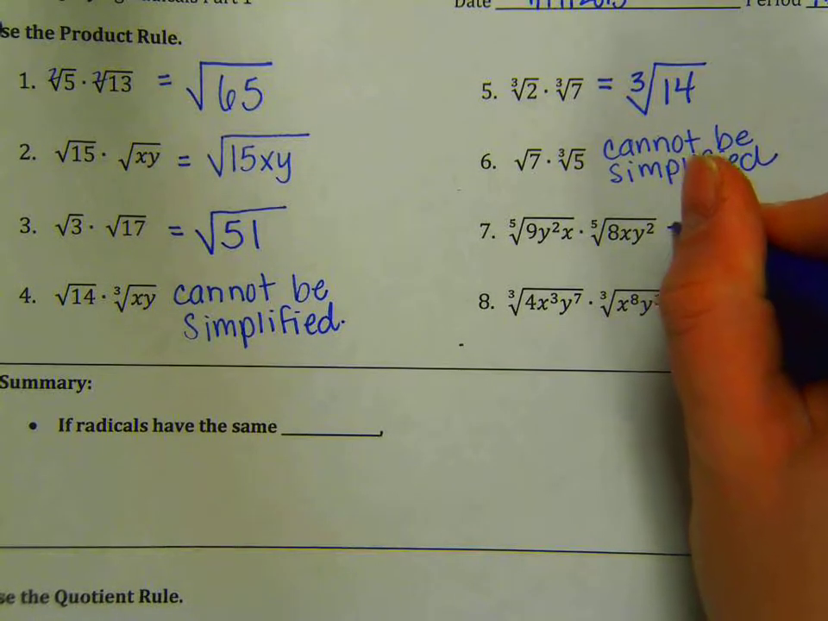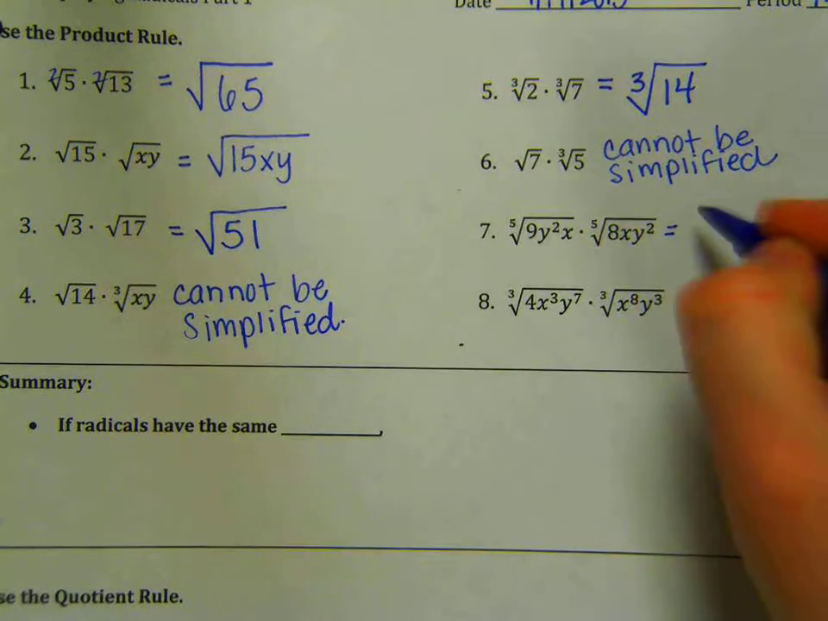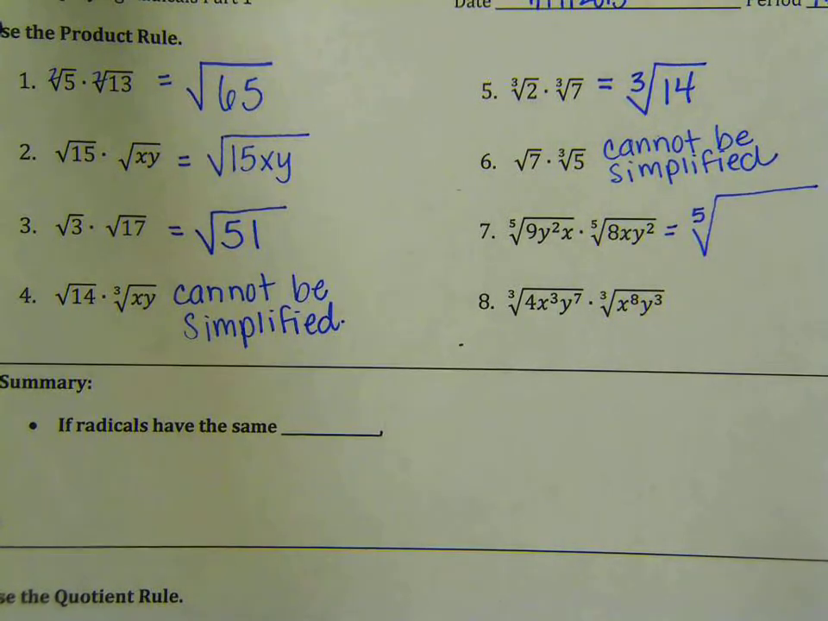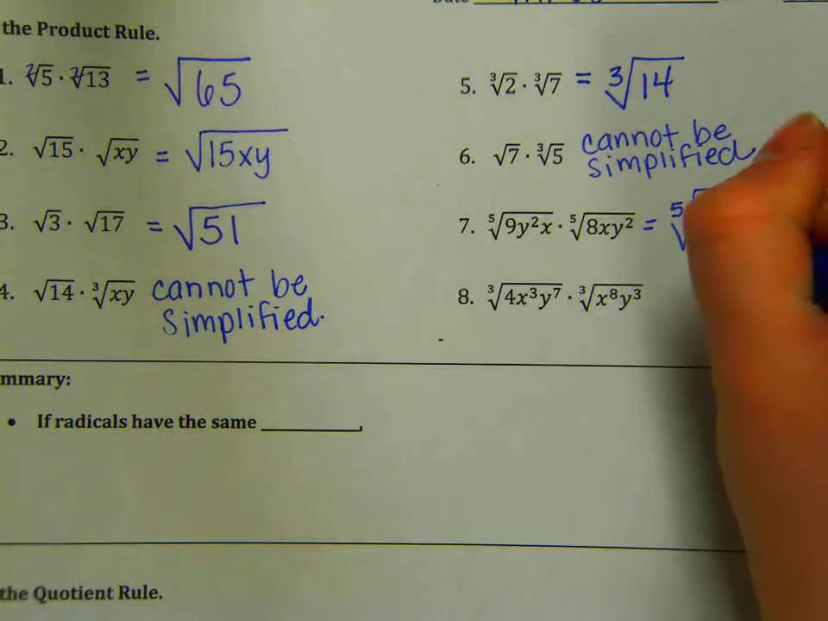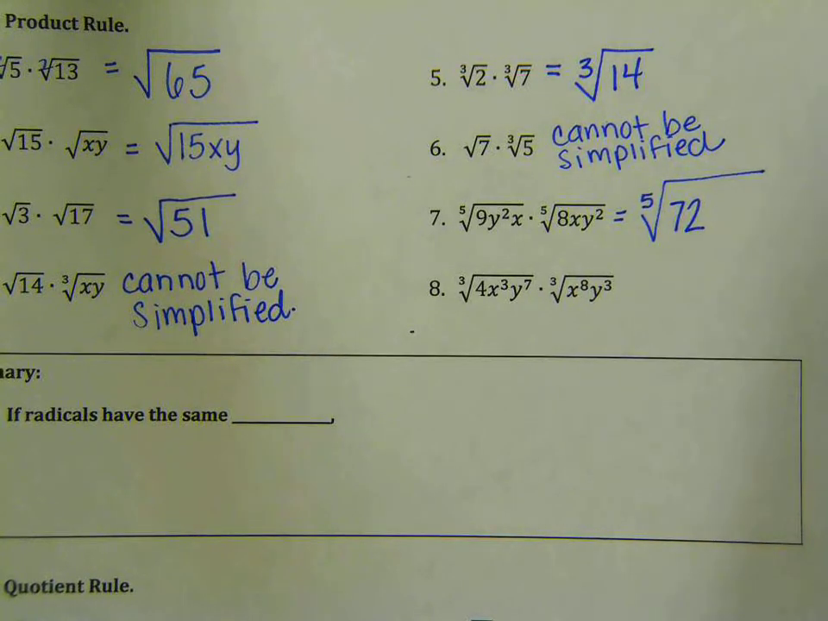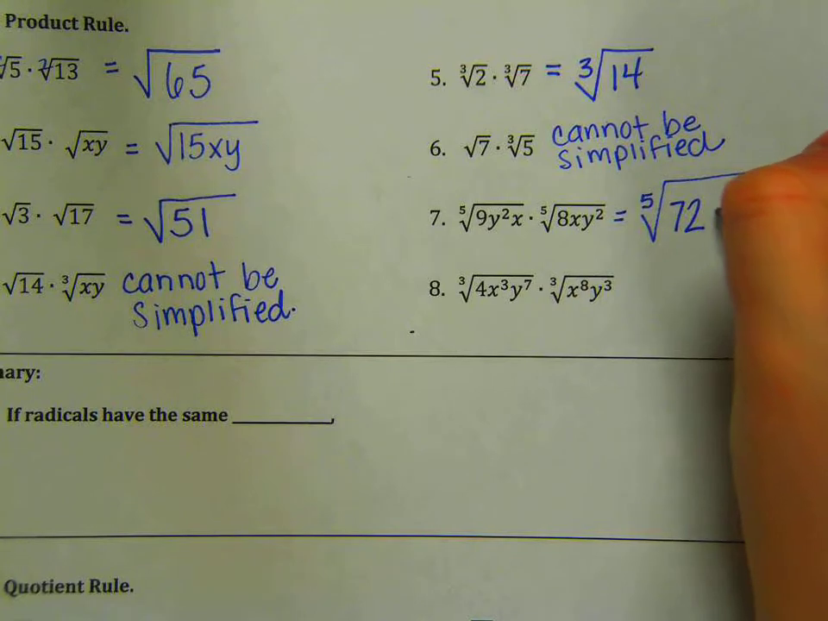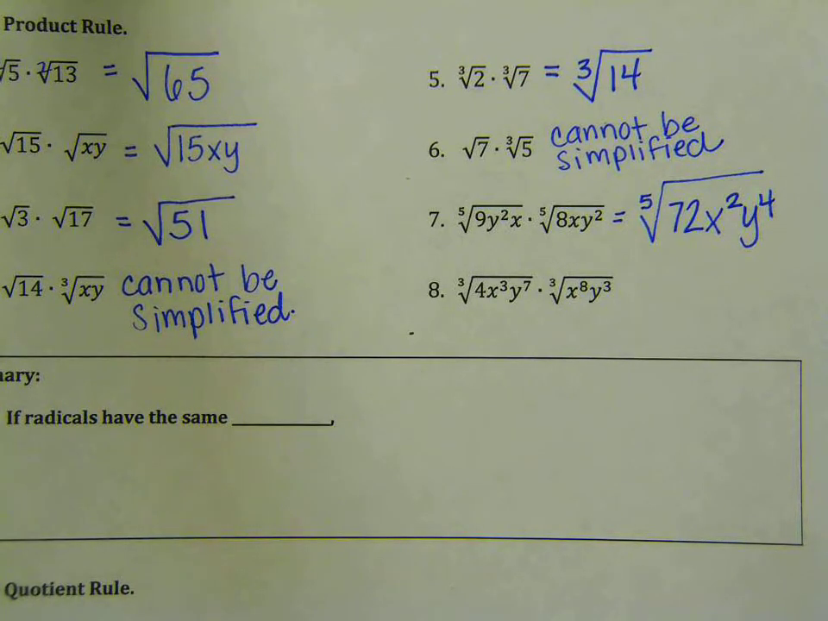Even if they're not in the same order? Yep. So we have the 5th root of, what's 9 times 8? 72. What'd you say, Alicia? Well, x to the what power? Second power, good job. And then y to the 4th, perfect. Remember, for those of you confused on that one, when you multiply two variables together, you have to add the exponents. So that's how we got x to the 2nd and y to the 4th.